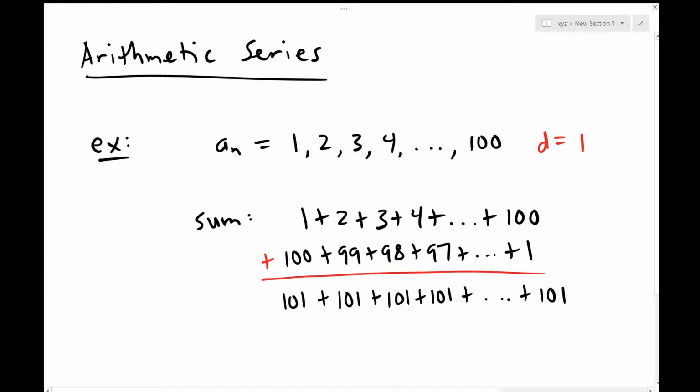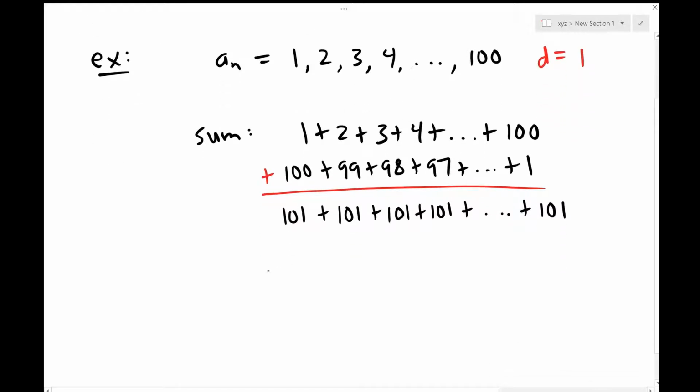Well, computing this sum actually wouldn't be too bad, because we have 101 every time, and we know that adding these values together, going from 1 to 100, there would be 100 of these terms. So the sum in this case, we would have 100 times 101. And of course, I could multiply that out pretty easily. This would just give me 101 followed by 2 more zeros, so we'd be looking at 10,100.